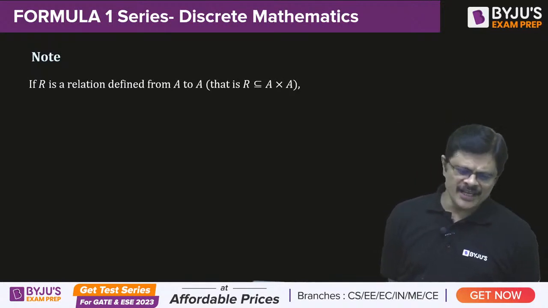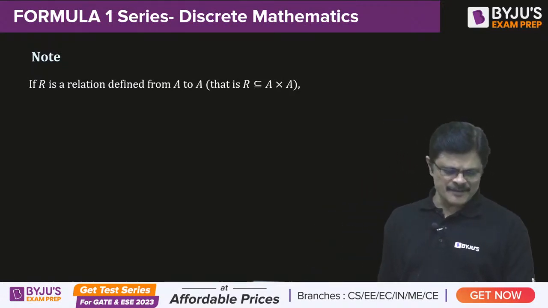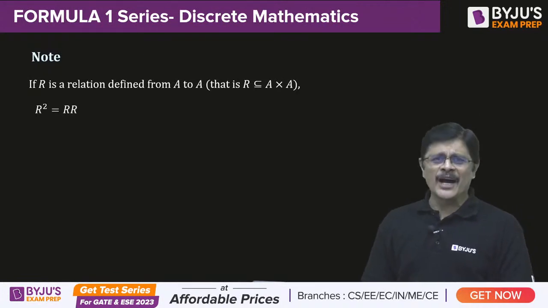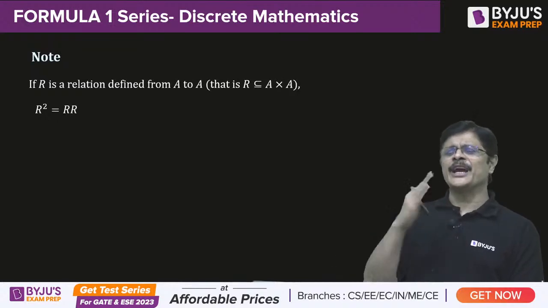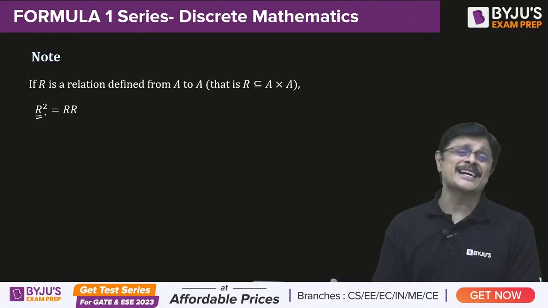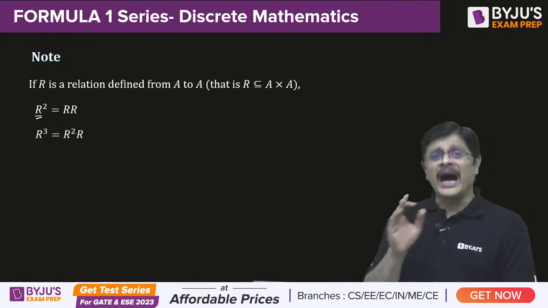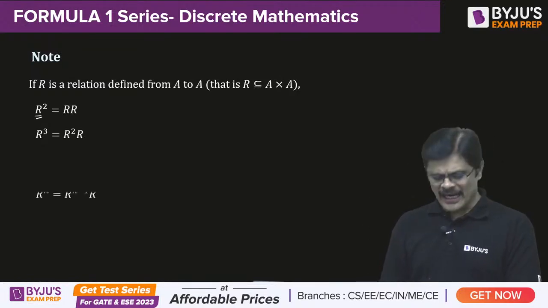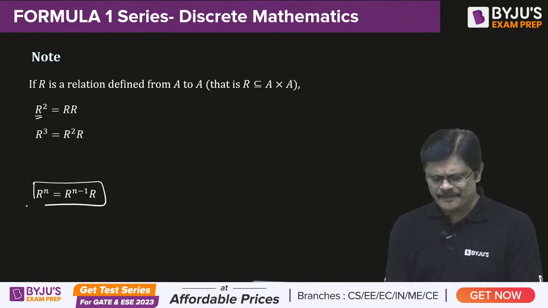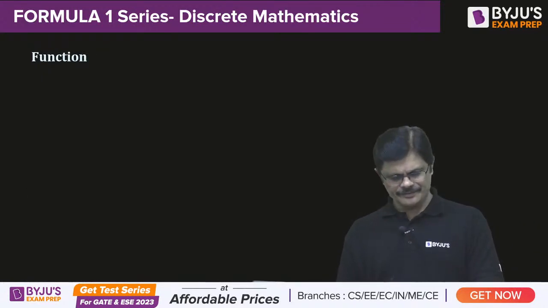Now, if a relation R is defined from set A to A, it is a subset of A cross A. So if it is from A to B, we can have the composition of R and S, but if it is from A to A, you can also have R square. R square is what? R composed with R. R cube is R square composed with R. And R power n is R power n minus 1 composed with R. It's a recursive formulation, my dear friends.